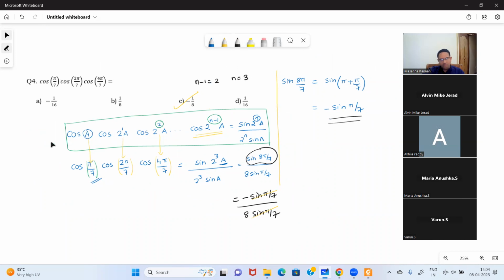Otherwise, how would we have solved it? We would have multiplied and divided by 2 sine A and proceeded further. So it would take 4-5 steps, and we would end up with this, and then once again we have to do this calculation. Take it down, and once done, let me know.